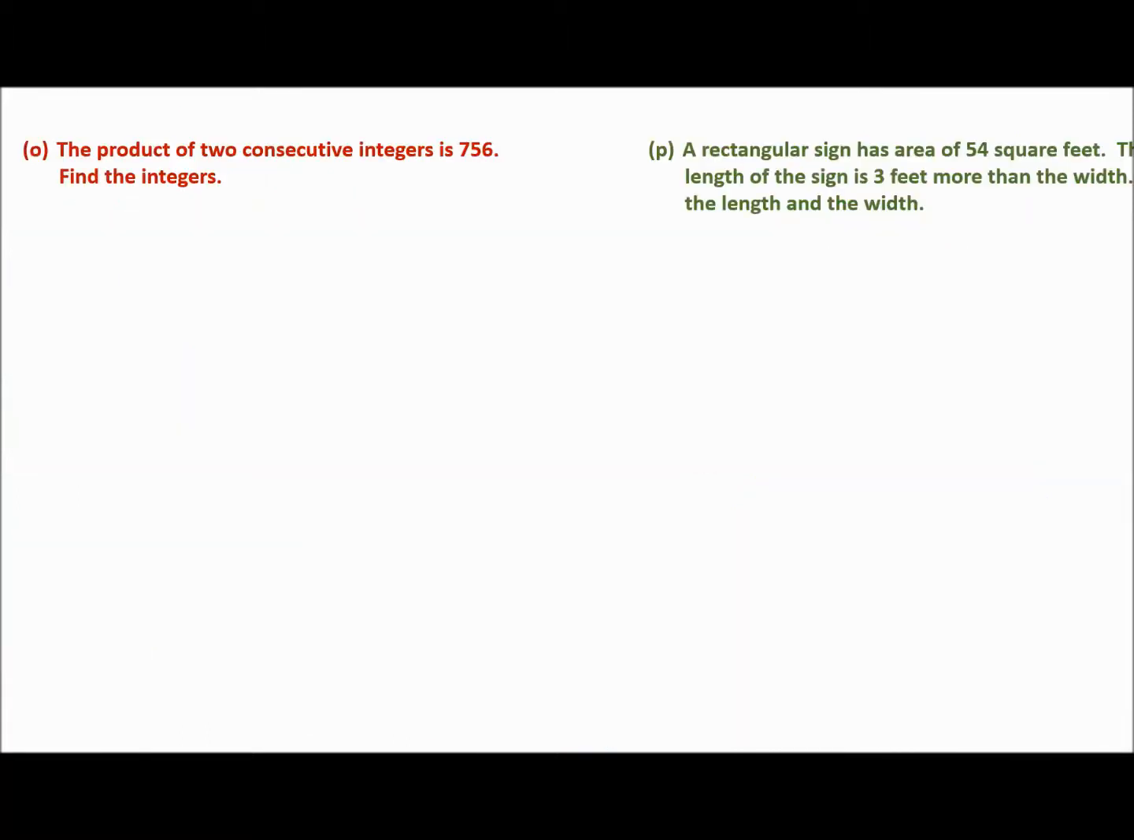Now let's see if we can apply these skills to some word problems. So we've got the product of 2 consecutive integers is 756. Find the integers. Now, the product of 2 consecutive integers. What does consecutive integers mean? It means they're right next to each other, right? So if I call the first one x, the next one would have to be x plus 1. That's what it means to be consecutive. They're right next to each other.